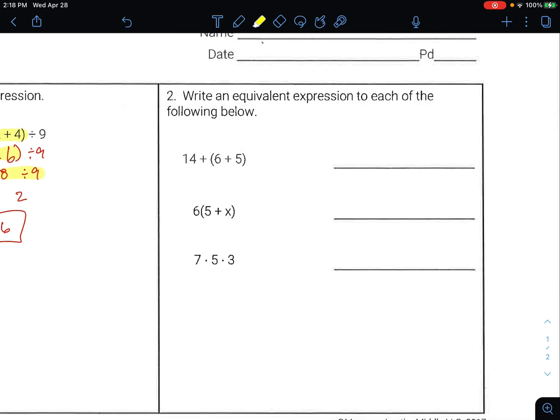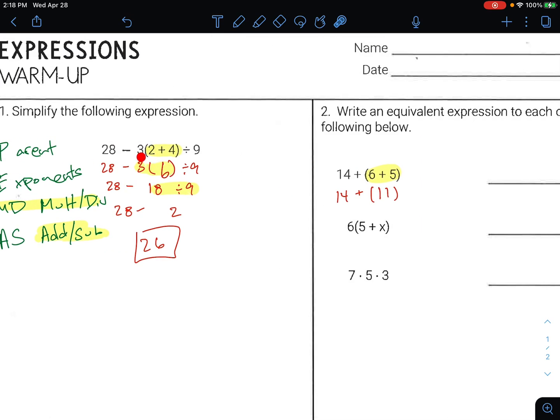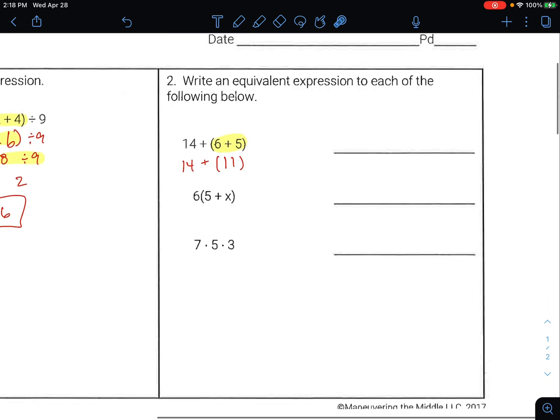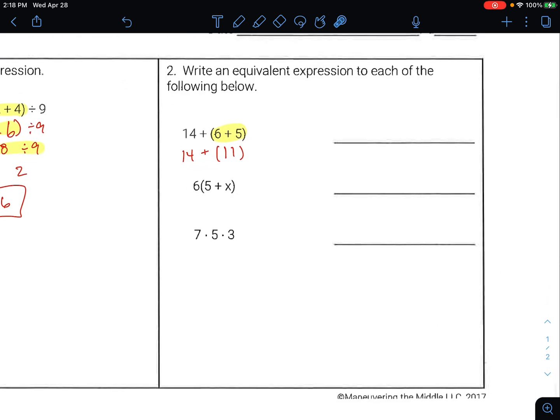Let's try number 2. Write the equivalent expression for each of the following below. This, again, is PEMDAS. I have parentheses. Oh, there it is, 6 plus 5, and 6 plus 5 is 11. Bring down everything else, the plus and the 14. And you may be wondering why I don't have to bring down the parentheses. It's because there's no number on the outside, so there's no reason to. If I had a number right outside of the parentheses, like this 3, I would want to keep the parentheses because that indicates I need to multiply. All right, now all I have is 14 plus 11, which gives me 25. So 25 should be our answer.